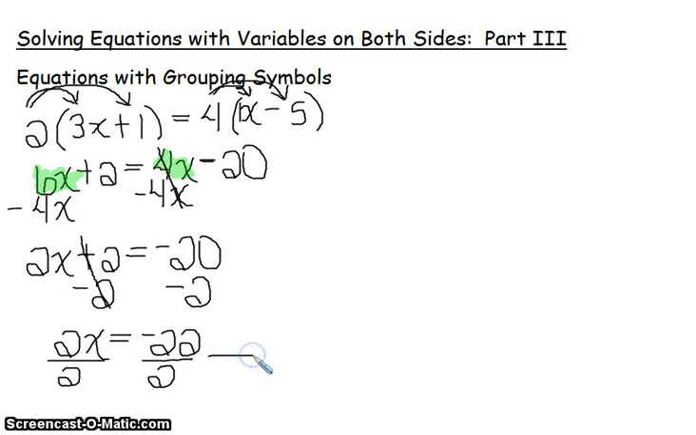So I'm going to write my answer over here. 2 divided by 2 is 1. So I'm left with 1x equals, and negative 22 divided by 2 gives us negative 11.